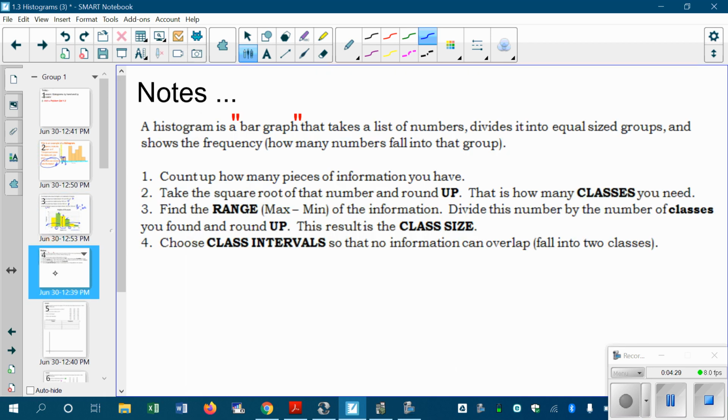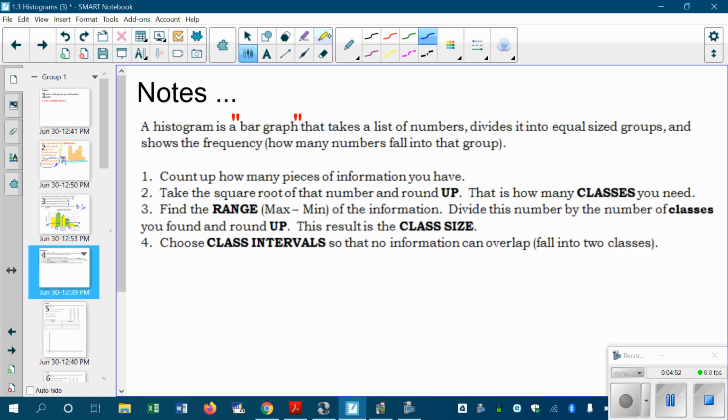Now, in your official notes, you see that I wrote that a histogram is a quote-unquote bar graph, and I put the quotes there because it's made with bars, but it's not the same as a bar graph. It's going to take a list of numbers, quantitative data. It's going to divide it into equally spaced groups and then show the frequency, or how many elements of the data set fall into that group.